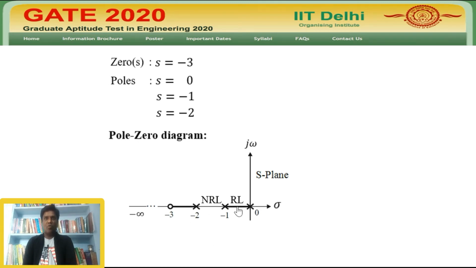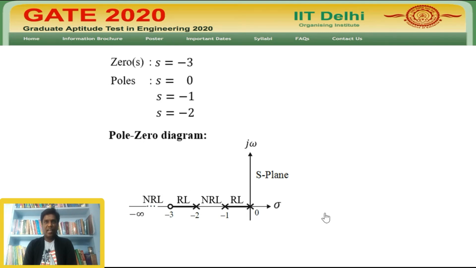Next, the odd number counting is 1, 2, 3 from right to left. Here, in the third position, the odd-numbered counting starts at minus 2 and ends at minus 3. So this interval is called the root locus path or root locus segment. Next, the even number of counting is 1, 2, 3, 4 from right to left. Here, in the fourth position, the even-numbered counting starts at minus 3 and ends at minus infinity. So this interval is called a non-root locus path or non-root locus segment.